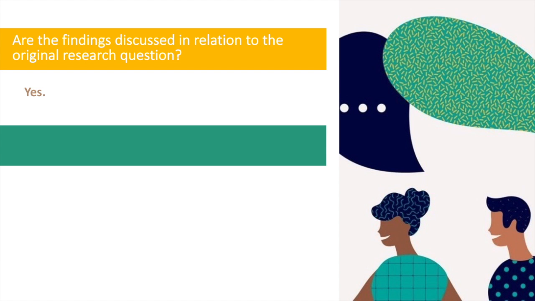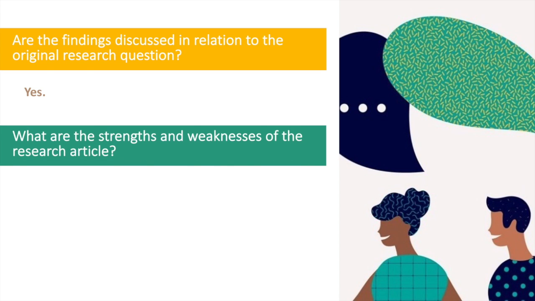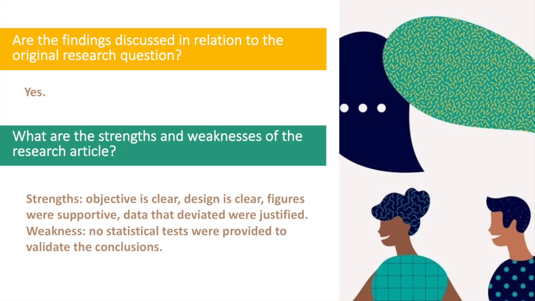Are the findings discussed in relation to the original research question? Yes. What are the strengths and the weaknesses of the research article? The strengths of this article were that it stated a clear objective. The design was also clear, figures were supportive of the hypothesis, and those that weren't were also presented. Data that deviated were justified. The weakness, however, is that there were no statistical tests.